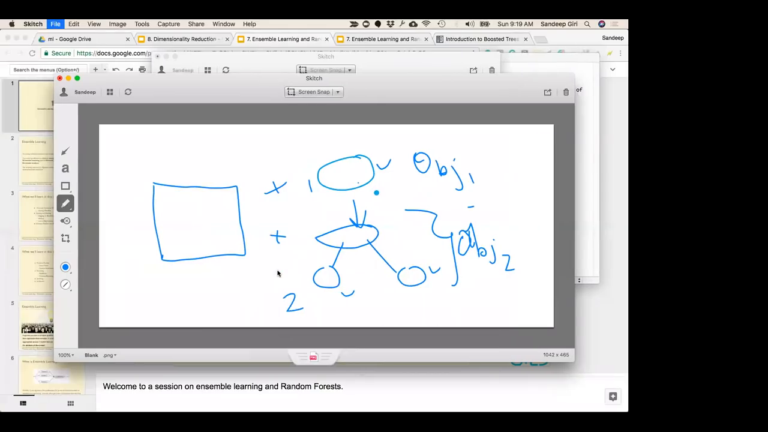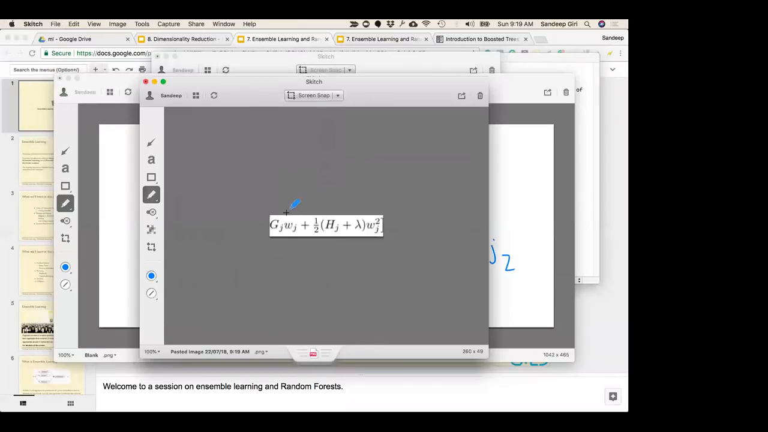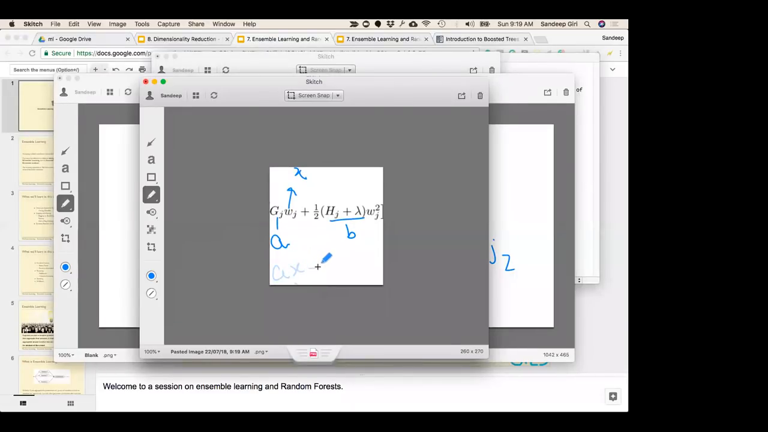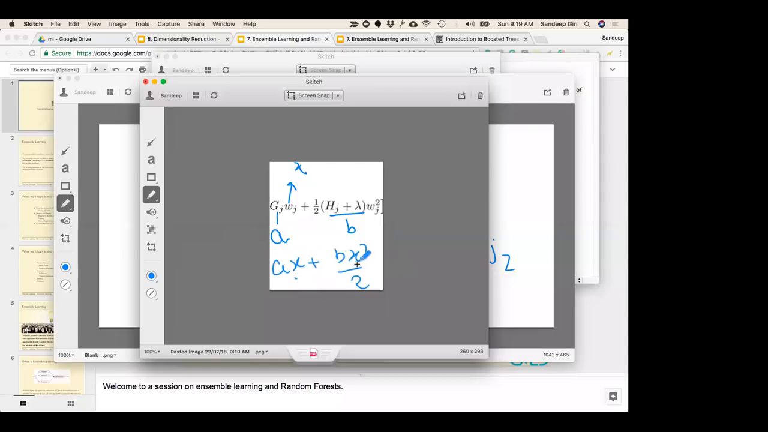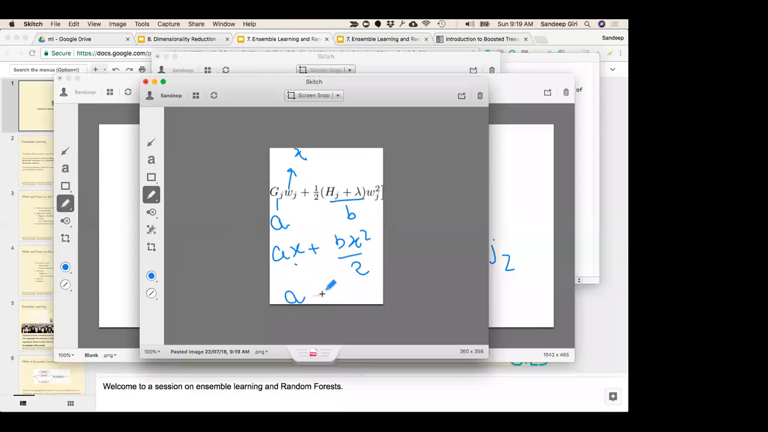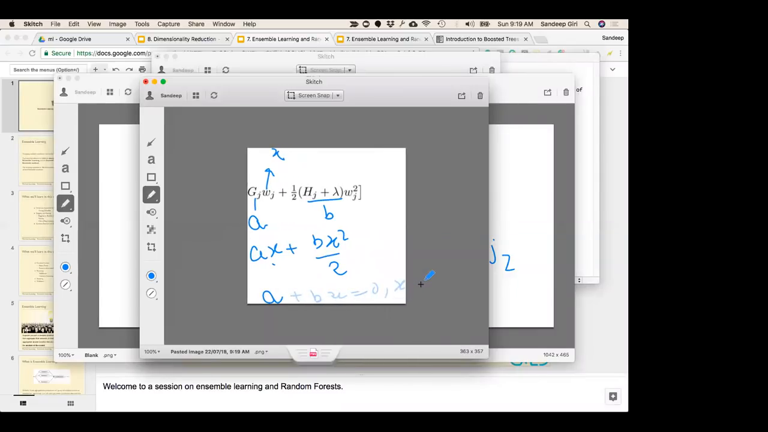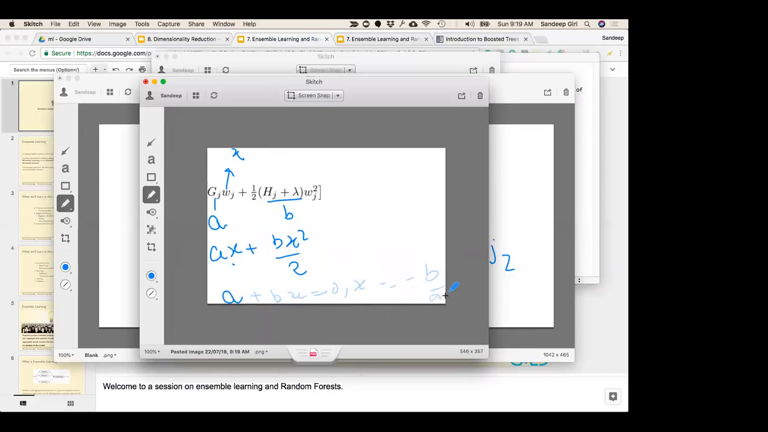All right. Let me see if I can draw something. Let's say this was A, and this was B, and this was X, correct? So it'll be AX plus BX squared by 2. What is the minimum value of x for which this value can be minimized? We differentiate it: A plus BX equals 0. So x is minus B by A, correct? When we differentiate it and equate it to 0.